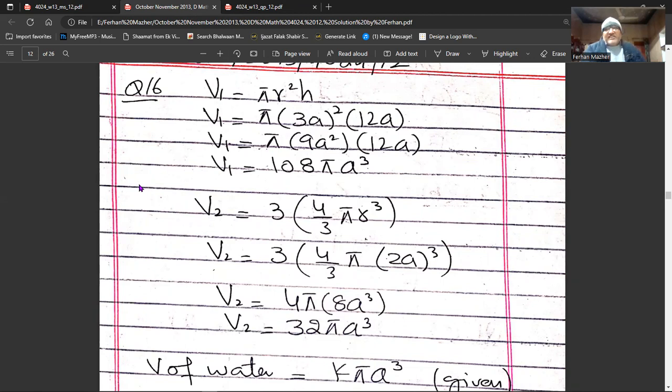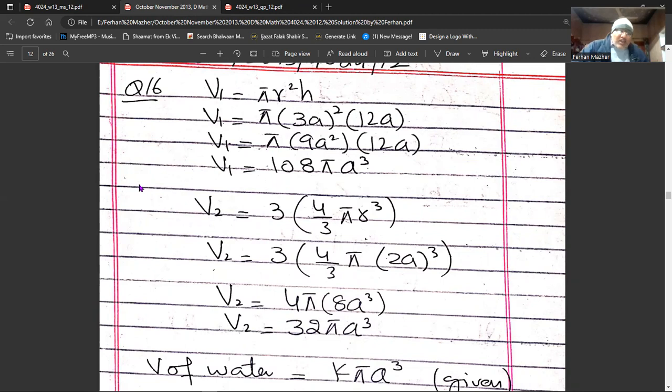And the volume of 3 spheres, V2, will be equal to 3 times 4 by 3 pi r cube. So 3 cancels. So 4 pi, the radius is 2a, its cube will be 8a cube. So you will have 32 pi a cube.